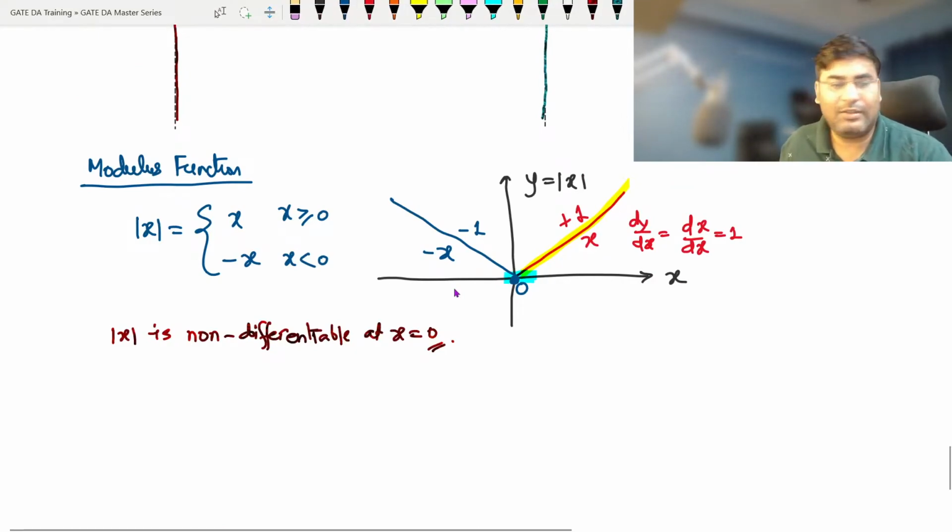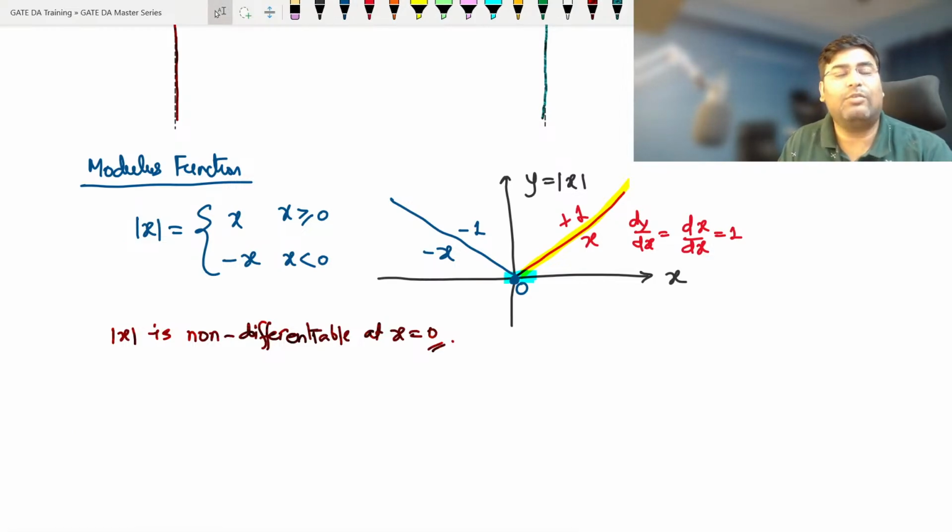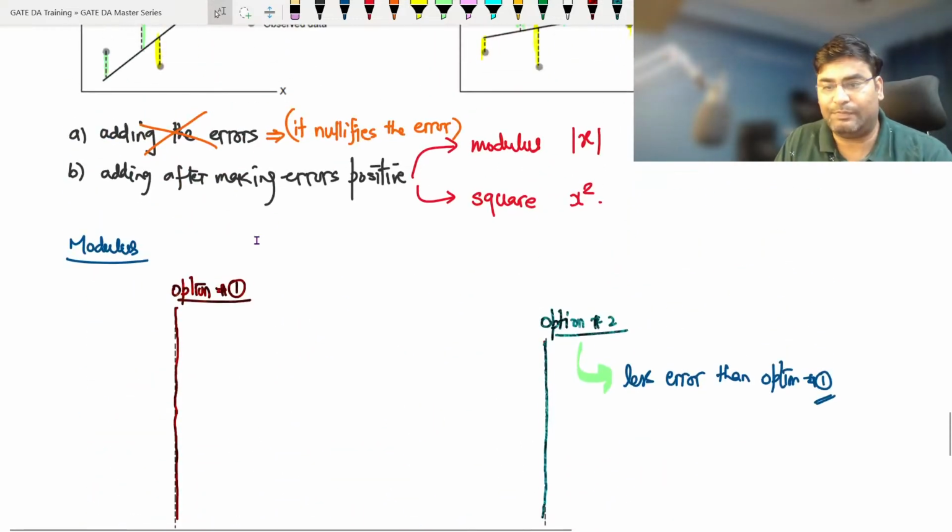So then what are we left with? Then we have to go with what? Ordinary least square method, which is relying on the square of errors, right? So the moment you do squares of error, things will change a little bit. Let me show you on the screen.